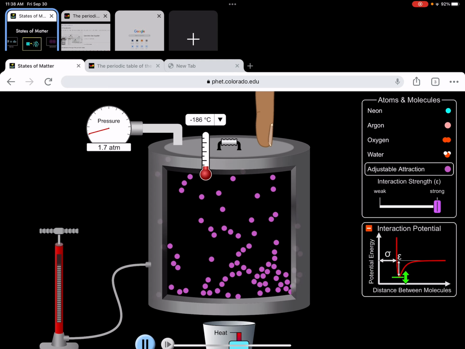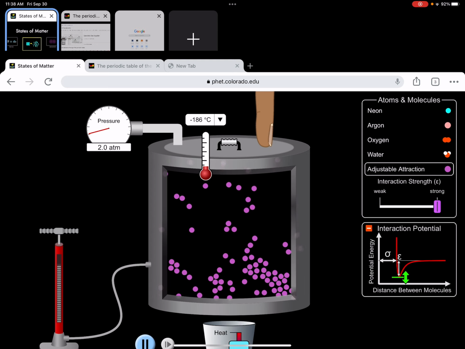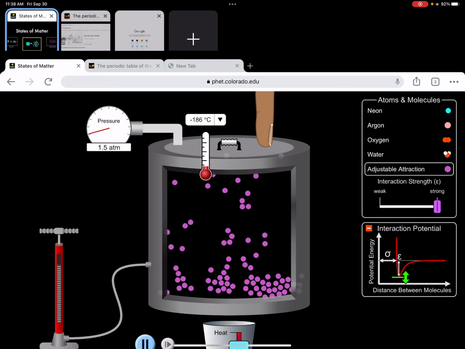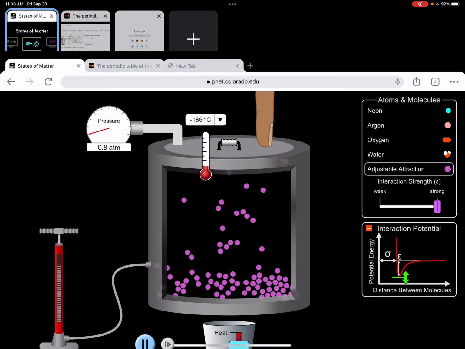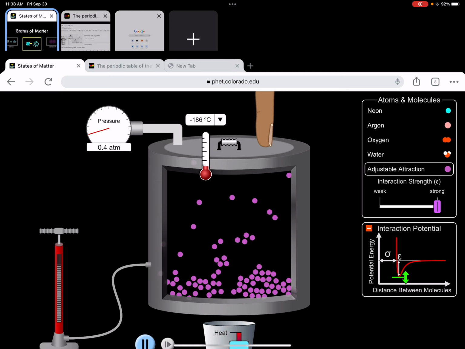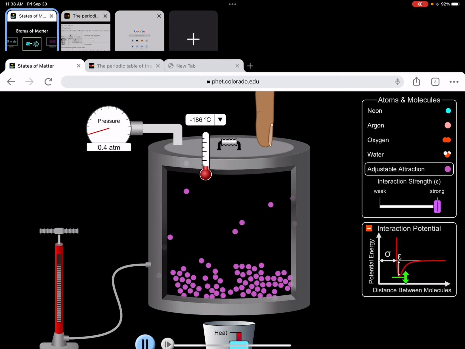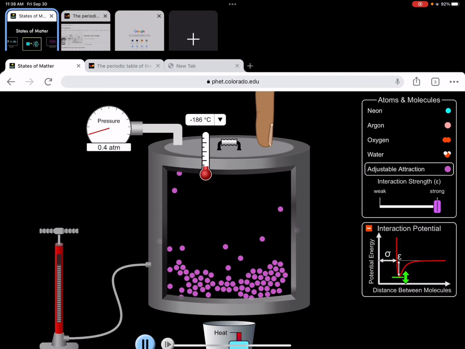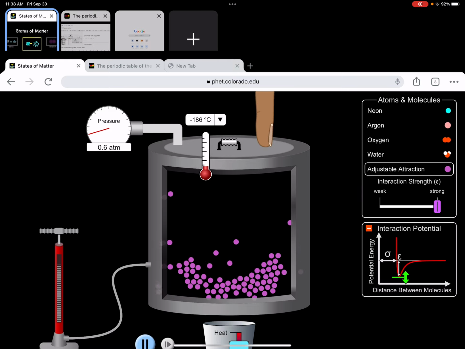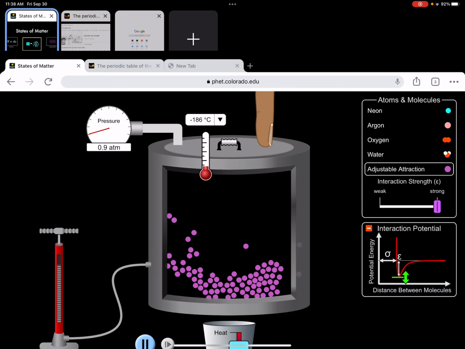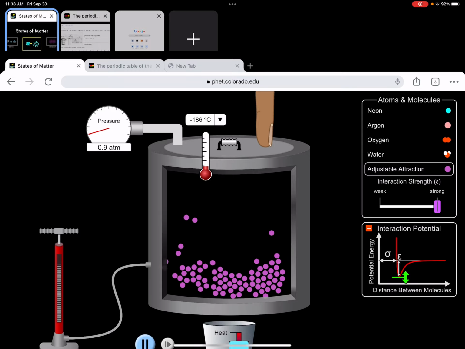But if I pull them over to a strong attraction, these molecules are all starting to shift back to the liquid phase at this temperature. So there's something going on about the attraction between molecules and atoms that you're going to learn about.